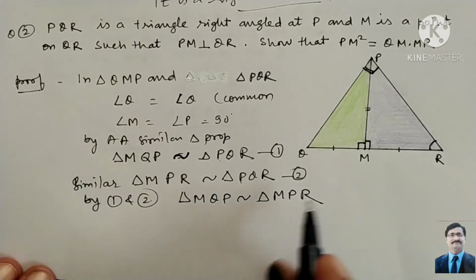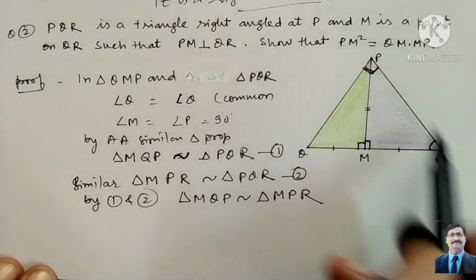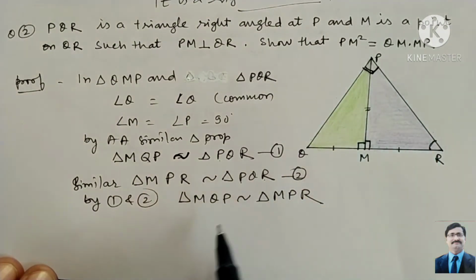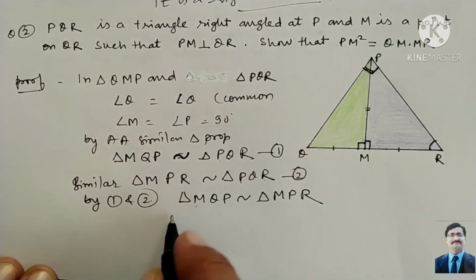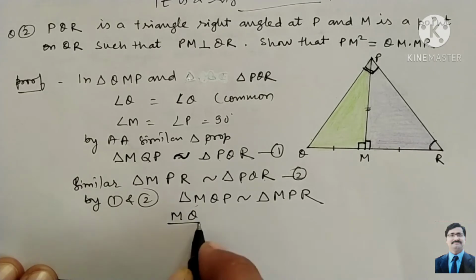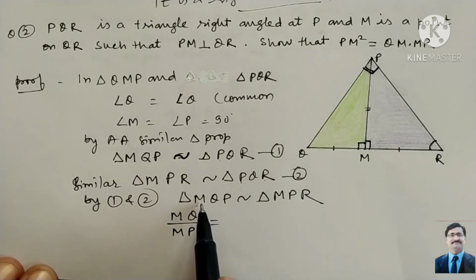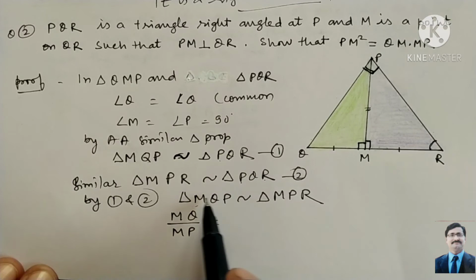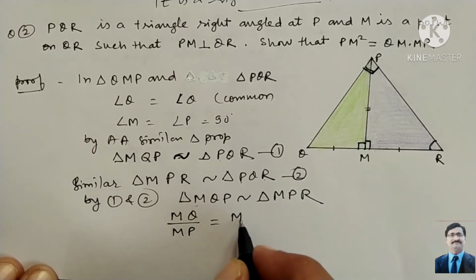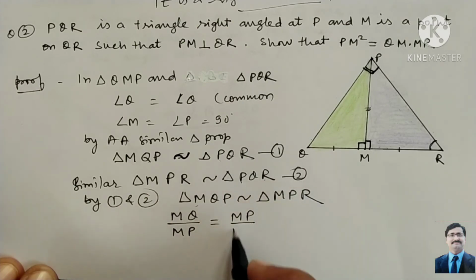All you understand? Now look here, we do not take PQ and PR. We have to take PM and these, so we can write MQ upon MP equal to MP upon MR. If we write MP, then MR we have to write.